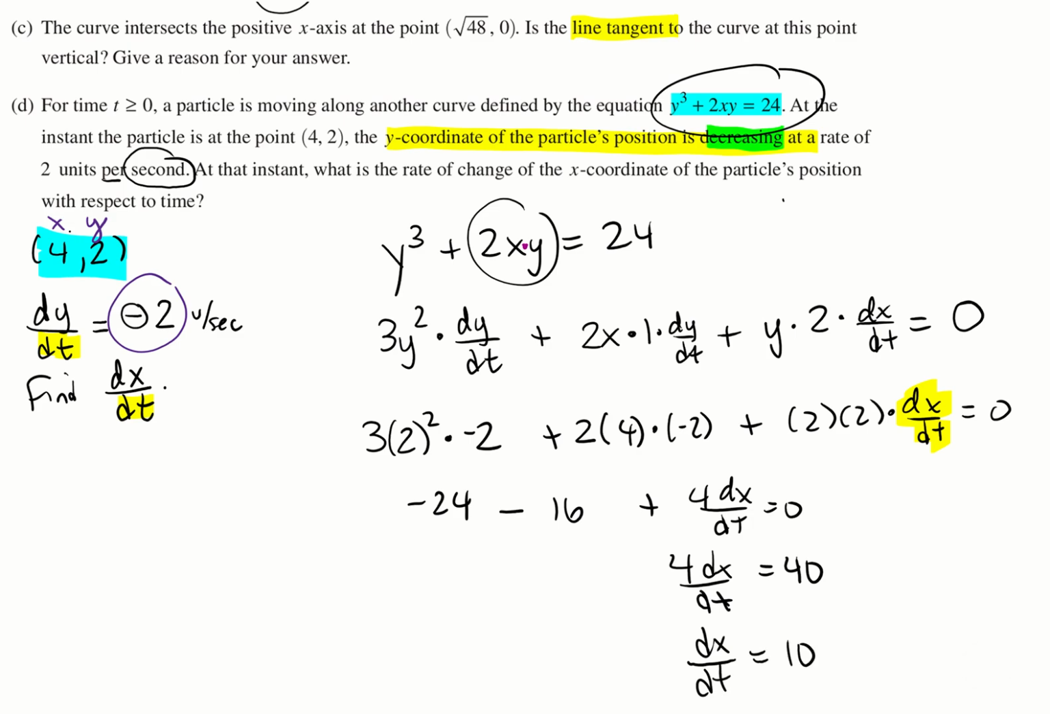The units would be units per second. It would be the same as dy/dt. They didn't actually tell us that we have to do units, but most of the time for related rates, it is good practice to do units, but you don't actually have to. In this one, they didn't tell you needed units.